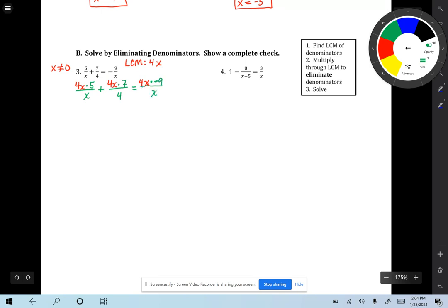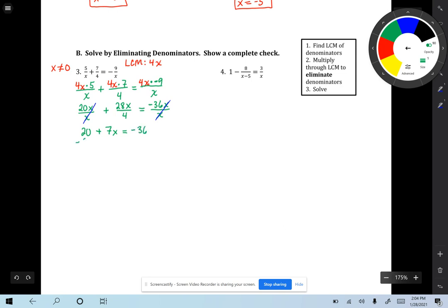Okay, now here's what happens. So we have 20x over x. So here's 20x plus 28x divided by 4 equals negative 36x divided by x. Here's the beautiful part. The whole point is to get rid of the denominators, and it works. The x's cancel, you're left with 20. 28x divided by 4 is 7x. And look at this.